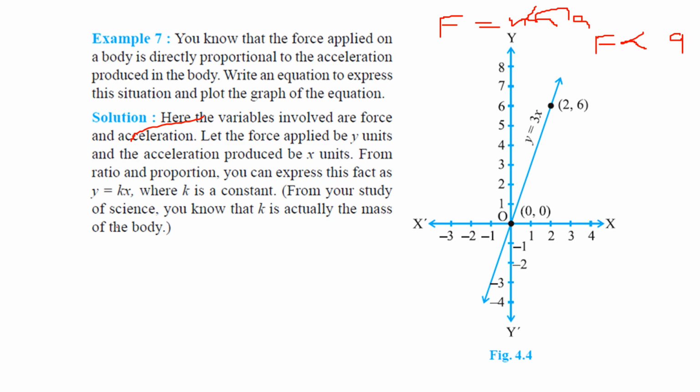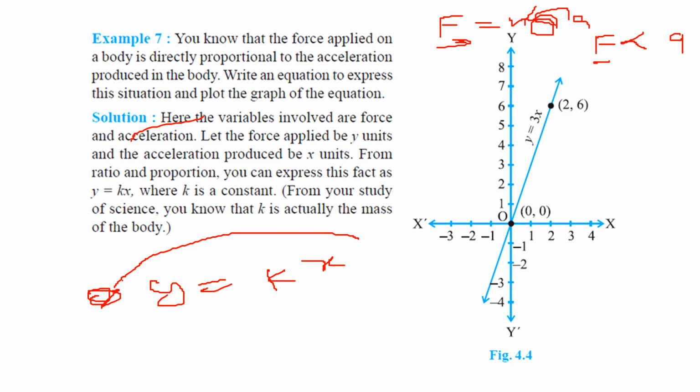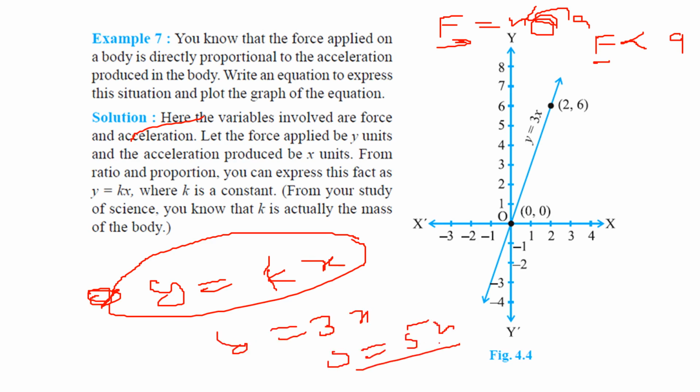So we see that we take F as say y, and this constant m as k, and this acceleration as x. So y equal to kx, this is an example of a linear equation. k can be any constant. So you just say that y equal to 3x or y equal to 5x. These are all the equations. So just take y equal to 3x.